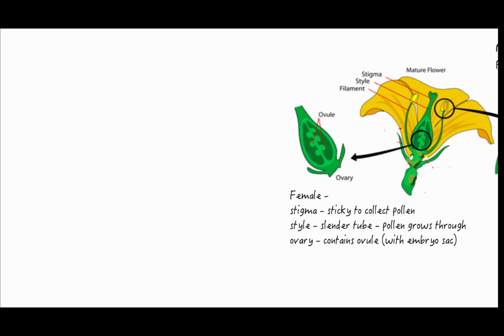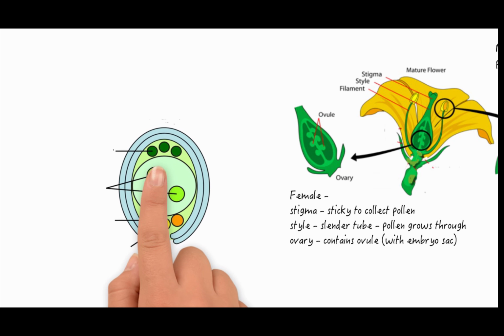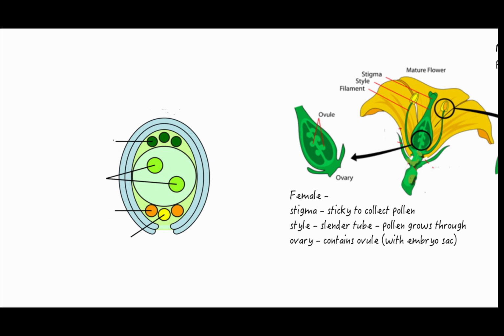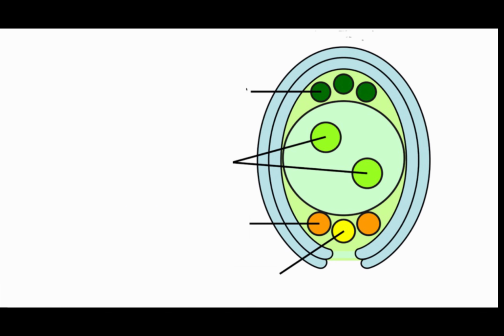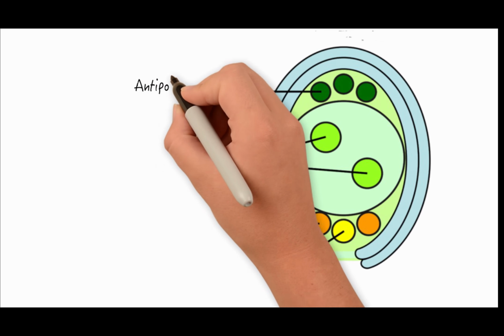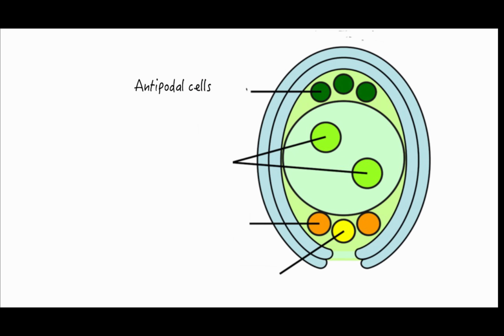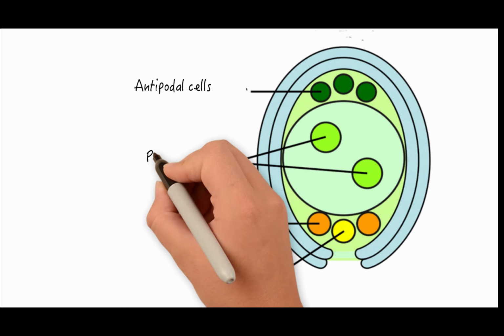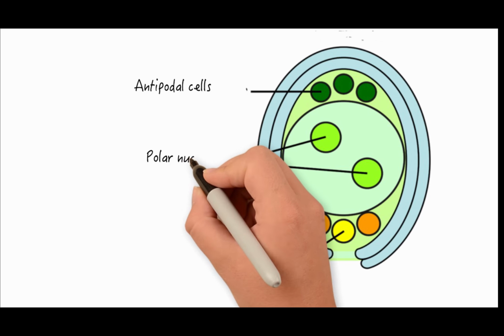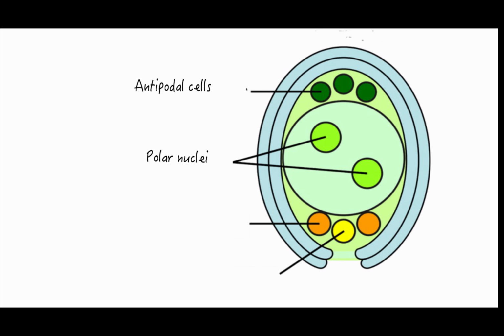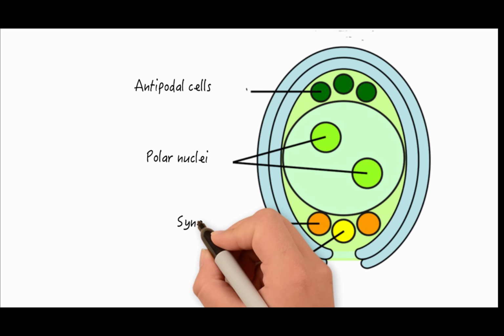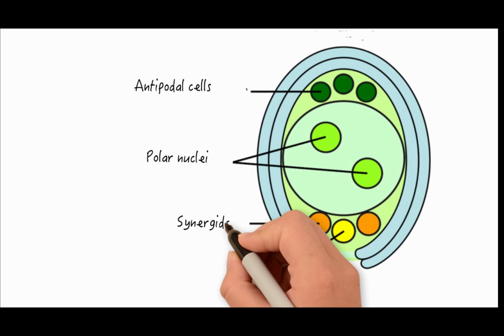Let's now look inside the embryo sac, which is found inside of each ovule. There are only 8 haploid cells in the embryo sac: 3 antipodal cells, 2 polar nuclei, 2 synergids, and the egg, the ova.